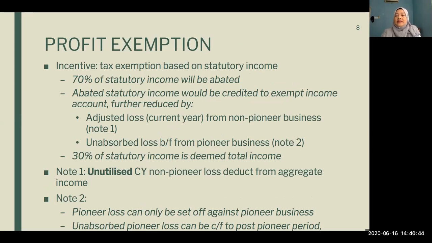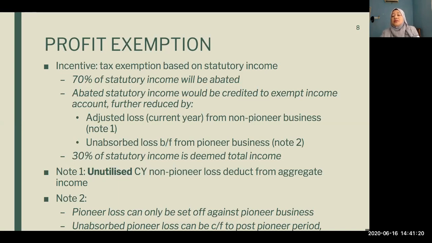So why is it so important that you want to be in a tax incentive under pioneer period? Because the incentive is that you are given exemption, meaning you don't have to pay tax on your statutory income. Generally, 70% of your statutory income will be abated. Abated means put aside, you don't have to pay that 70%. Is that clear? So let's assume that your statutory income is 100,000. Then if 70% is abated, you only have to pay 30% tax on your statutory income.